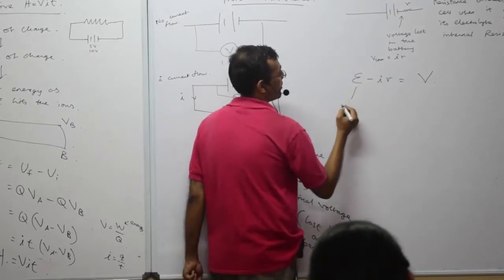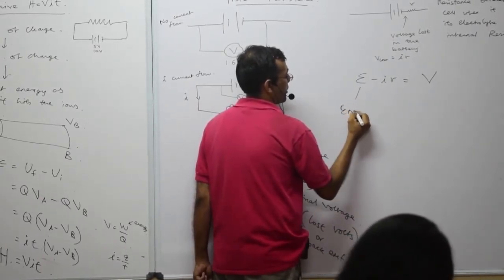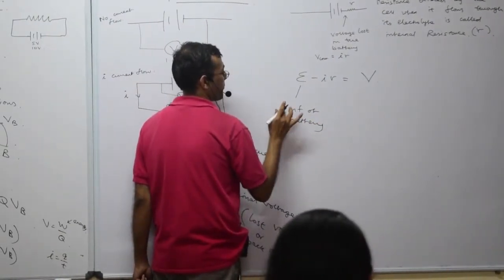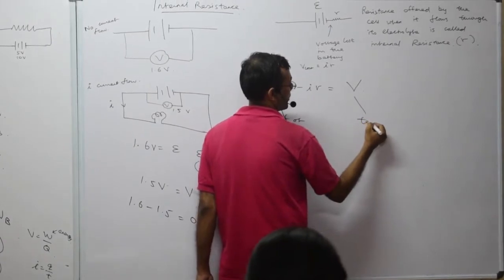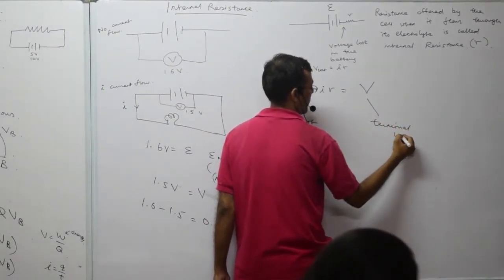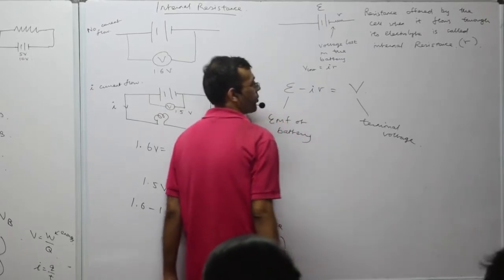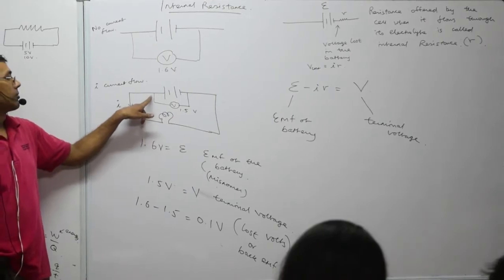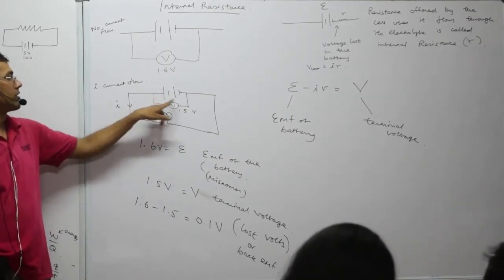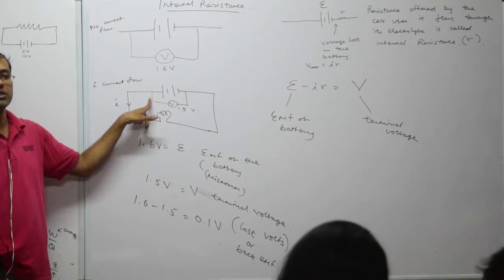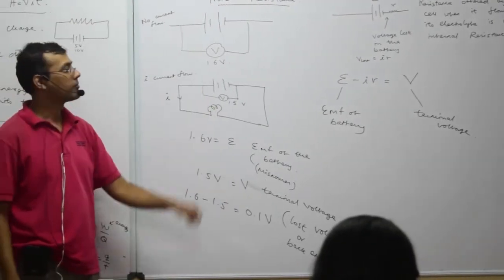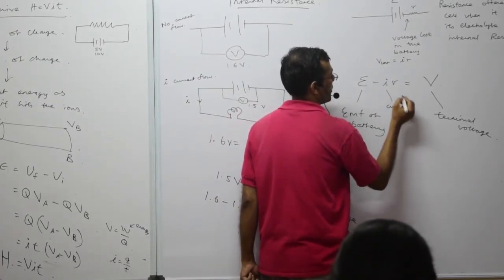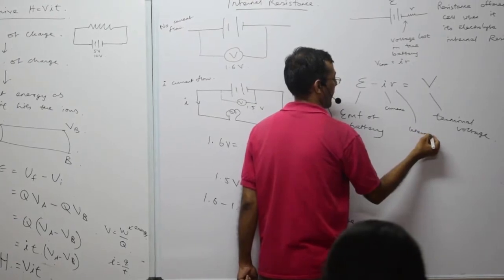E is the EMF of the battery again. This is terminal voltage. What do you mean by terminal voltage? In this case, 1.5 volt. Why? Because when it is connected in the circuit, the voltage across the battery is your terminal voltage. Terminal means between the two terminals. And this is the current, and this is the internal resistance.